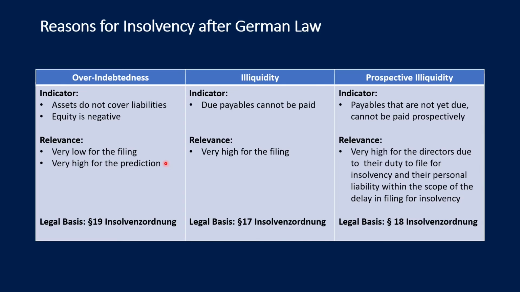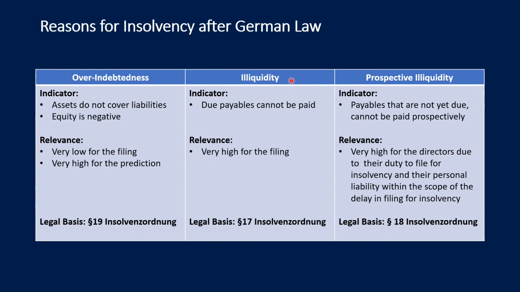But, of course, the over-indebtedness is very important for the prediction. In fact, 80% of prediction accuracy comes out of ratios analyzing over-indebtedness. The legal basis after German law is paragraph 19 Insolvenzordnung, which is the German law on bankruptcy.